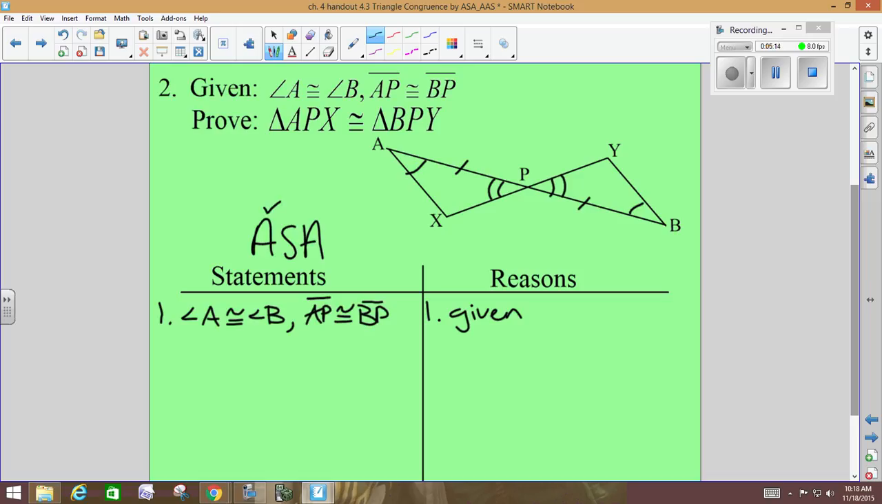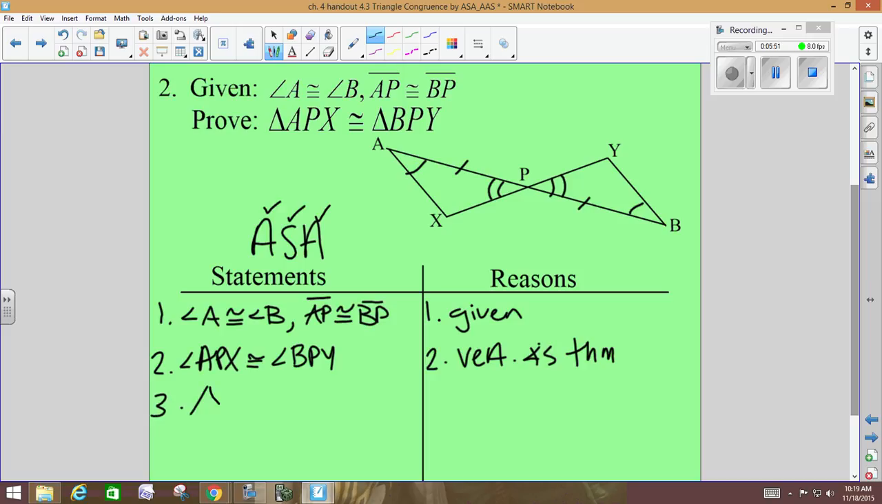Well, the given has the pair of angles. The given has a pair of sides. So the only thing we need to add is the other pair of angles, which Sarah said are our vertical angles. How do I name them? Angle APX is congruent to angle BPY. Good. You need to use 3 letters when you have vertical angles. Vertical angles theorem. There's my third part of my postulate.